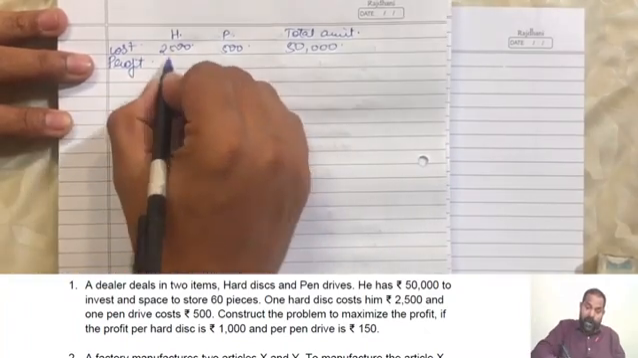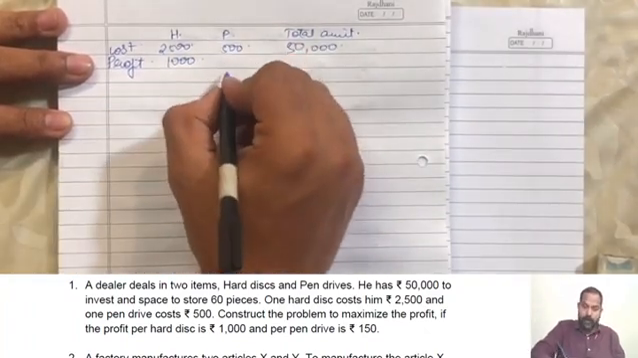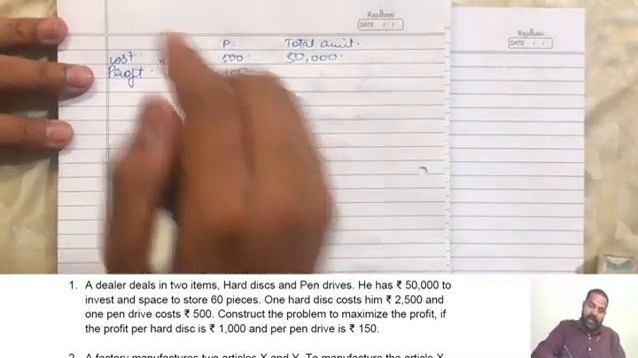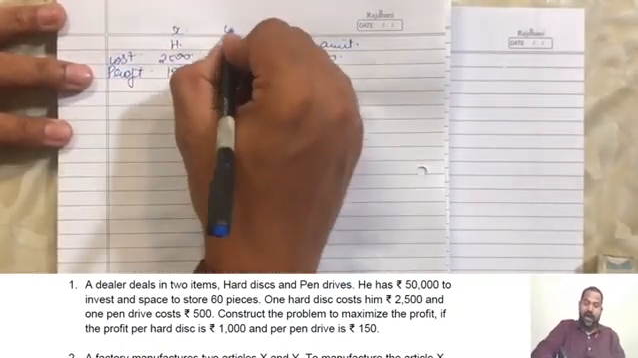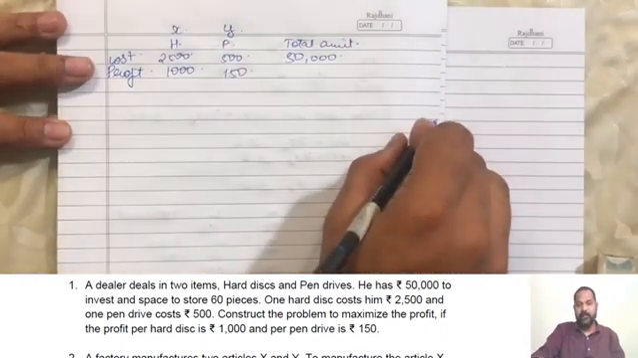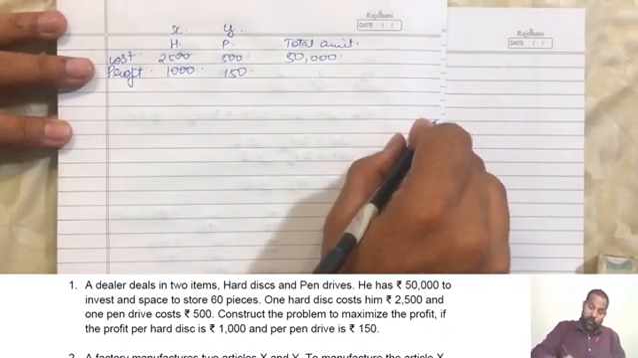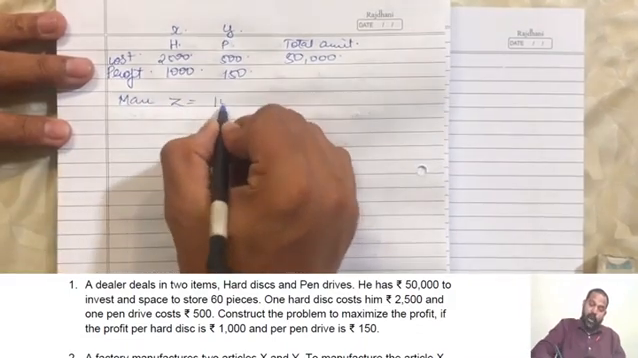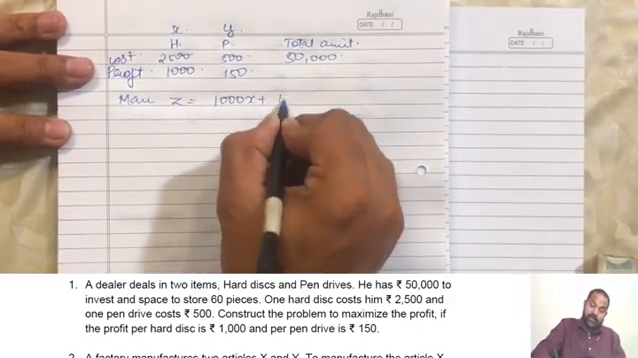A profit per hard disk is 1,000 rupees and per pen drive is 150 rupees. I am going to say let him purchase X hard drives and Y pen drives. So I am going to say I will maximize Z, which is 1000x plus 150y.